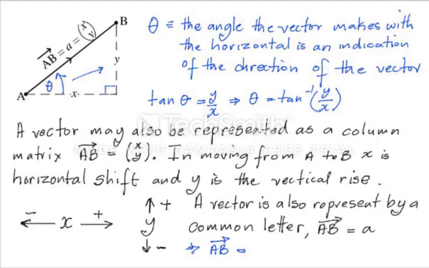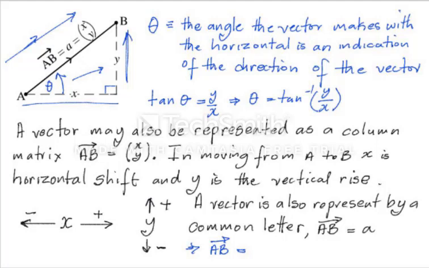Now, a vector may be represented as a column matrix. So the vector AB could be represented by the column matrix x, y. Now, in moving from A to B, in this diagram here, x would be the horizontal shift and y would be the vertical rise.